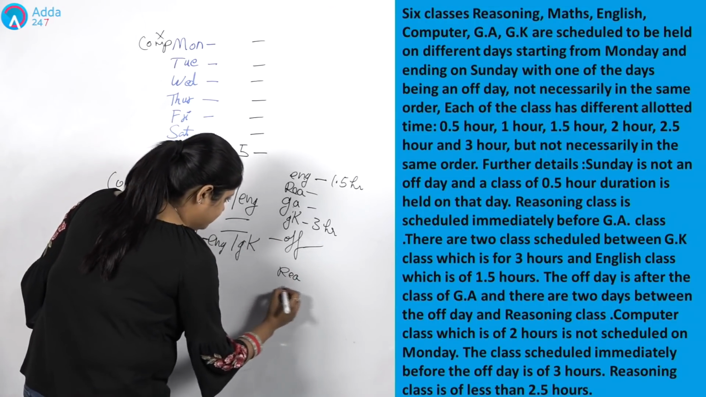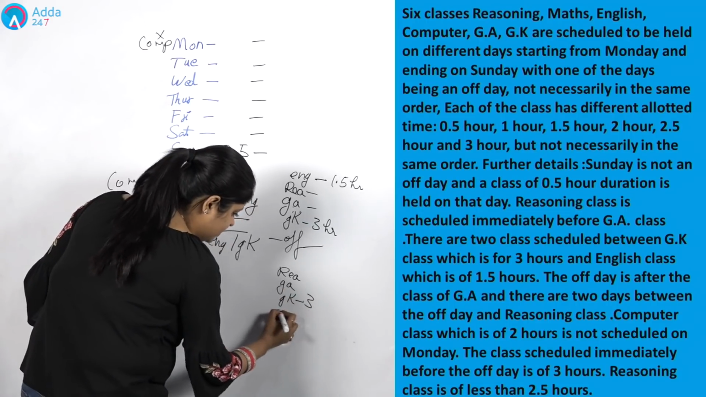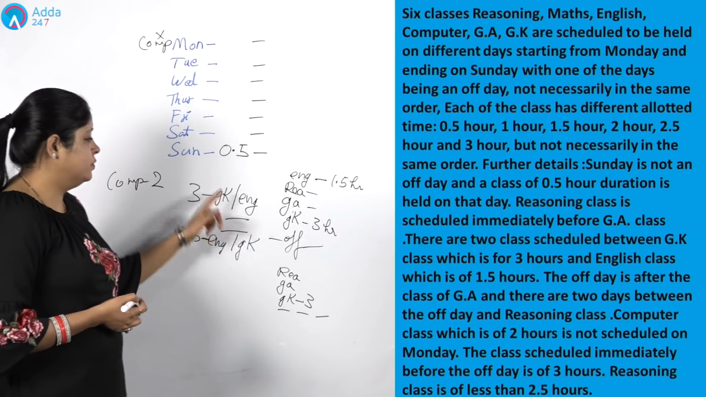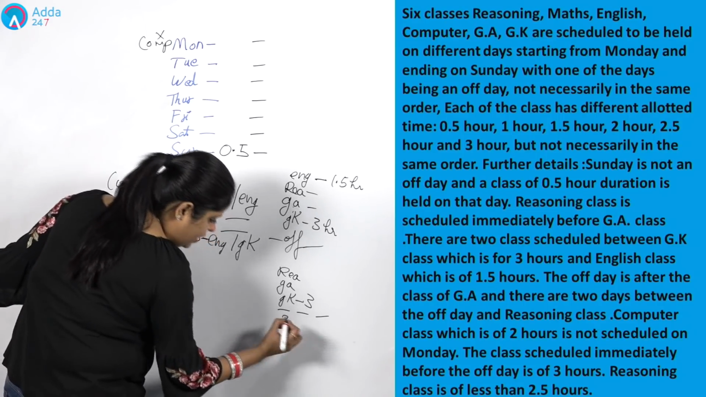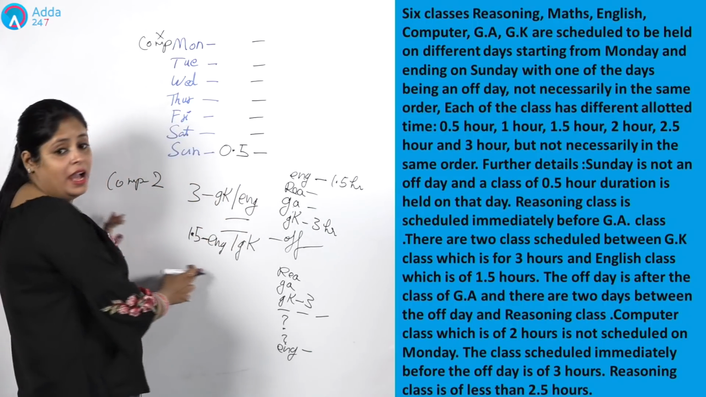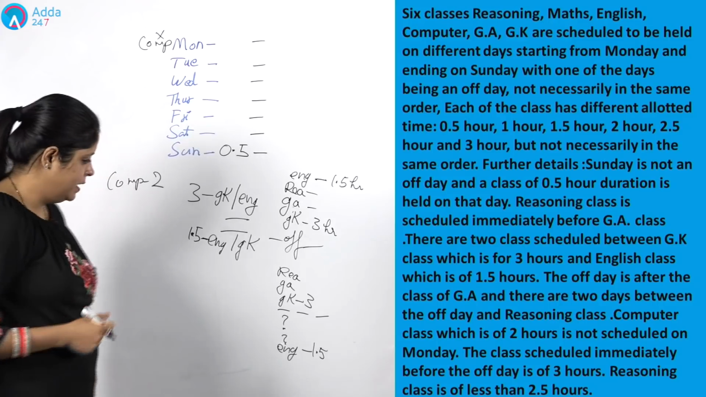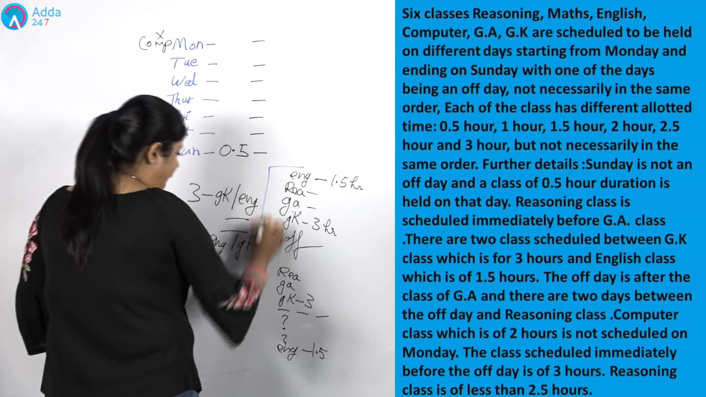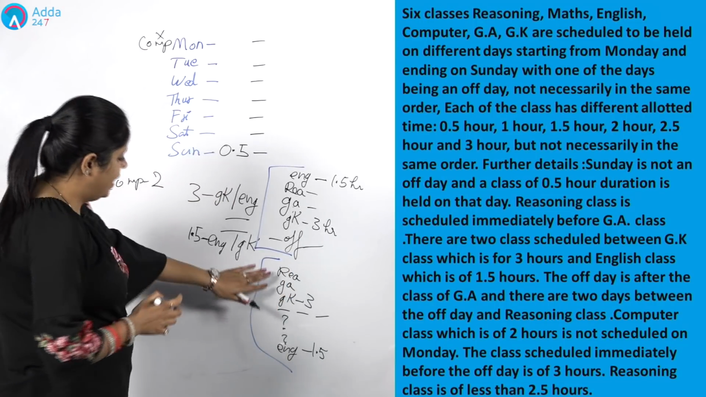This one is reasoning, this one comes as GK, this one comes as GK 3, then this one comes as the off day. Okay. There is a gap of 2 classes between GK and English. So there will be one more class, there will be one more class, then we will consider the English class, and the duration for the English class is 1.5. Okay. So at this moment I am getting 2 compact structures. One is this and another one is this.